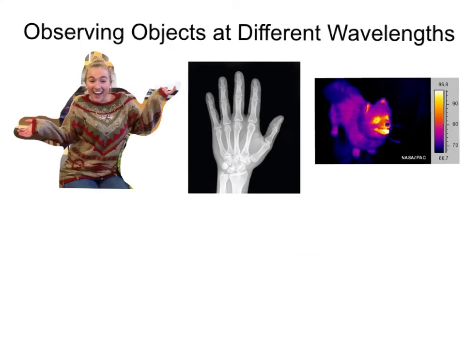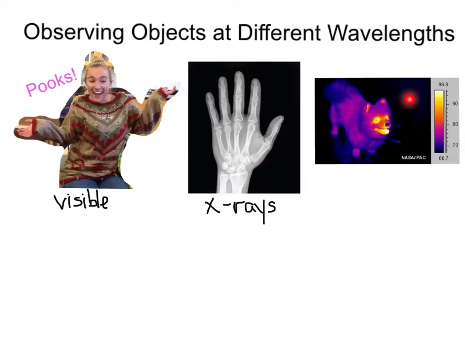So how do objects look at different wavelengths? Well, here we have Alex here on the left with her ugly sweater. What frequency of light enables us to see her ugly sweater? Well, here we can see her ugly sweater due to visible light rays reflecting off her sweater into our eye. What about this picture here in the middle? Well, this is looking at your hand with X-rays. Here, X-rays will go through your hand, but not through the bones, enabling us to see the bones.